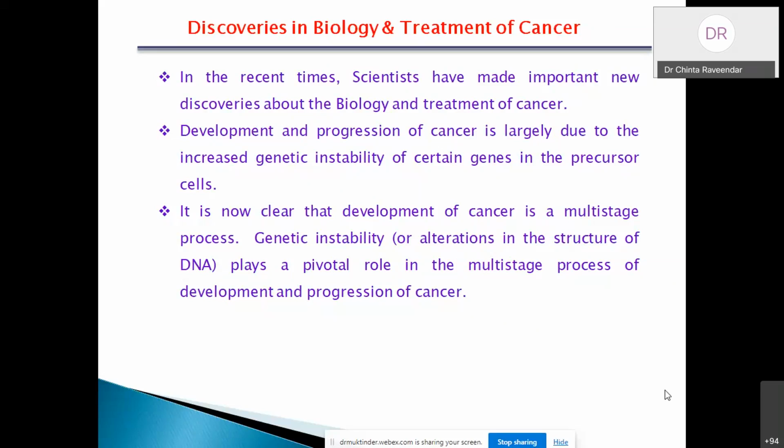Development and progression of cancer is largely due to the increased genetic instability of certain genes in the precursor cells, that is cancer stem cells. It is now clear that development of cancer is a multi-stage process. Everybody knows it does not develop over a few months or a few years; it could have developed over a decade also. The genetic instability, or the alterations in some of the structures of DNA, plays a pivotal role in the multi-stage process of development as well as progression of cancer.